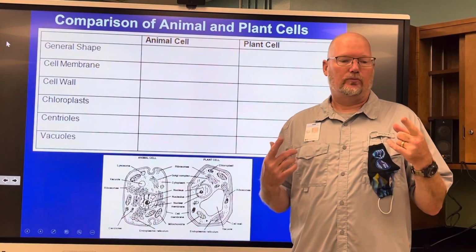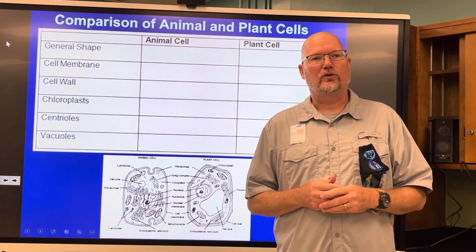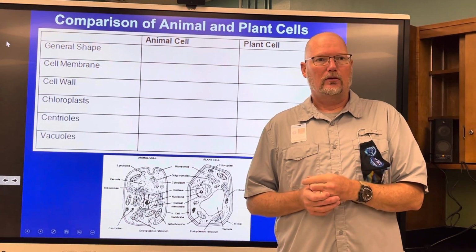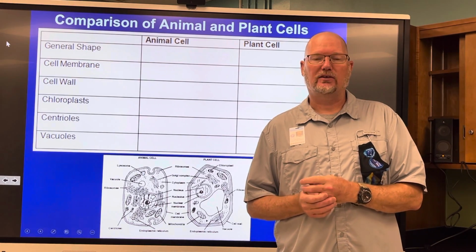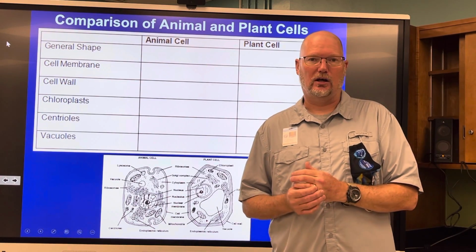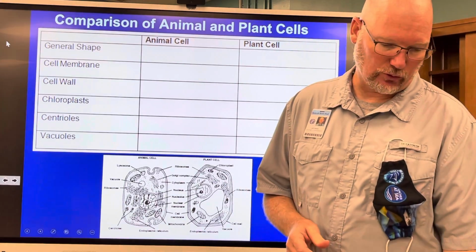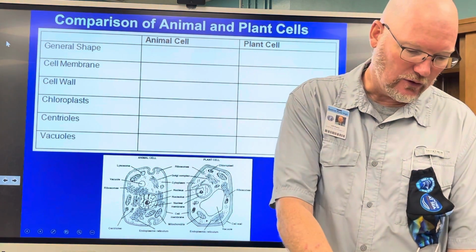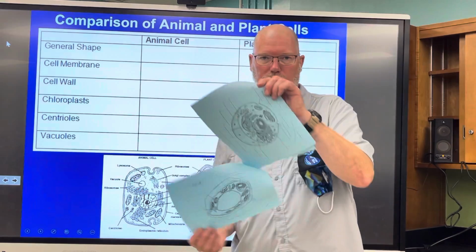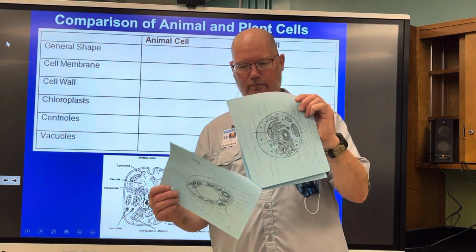Then the end of part 2 was to color the 2 different cells, the plant cell and the animal cell, and make sure that it's all labeled, okay? And those look like this. You know what they are, okay?